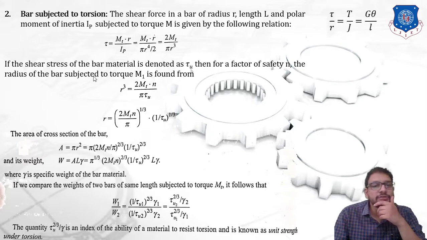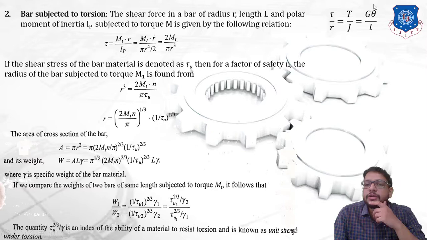Now you may get confused about how this equation came. For clear understanding you can refer over here, I have written one of the formulas: tau by R is equal to T by J is equal to G theta by L, where tau is the shear stress, R is the radius of a shaft. If you remember this equation, you have used it in machine design. T is the twisting moment in Newton meter, and J was the polar moment of inertia of a shaft.